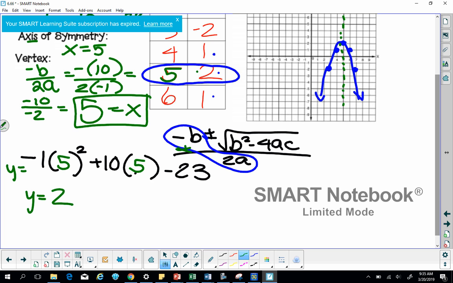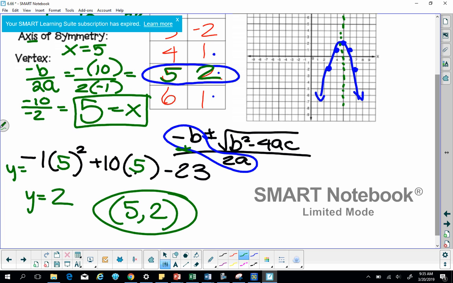Which is the y coordinate of my vertex. So my whole vertex is (5, 2). So that's how you solve it by hand. And I would always check using your calculator also. But you do need to know how to do that equation because remember, if the answer is a decimal, it's not going to come out on there and you're going to have to do it using the equation.